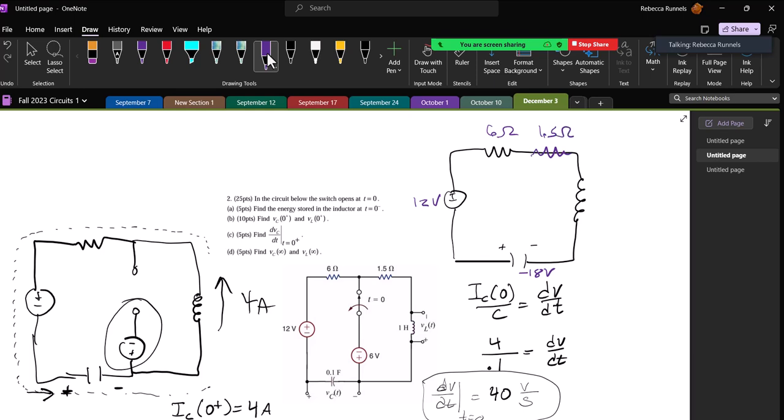I know that at 0 plus, I have a 4 amp current going this way. If I make this ground, that'll be 0. I know that this side over here needs to be negative 18, because it has to be 18 volts lower than it was here. This is 12 volts. The plus side needs to be 12 volts higher than the minus side. The minus side is at negative 18, so this would be at negative 6.